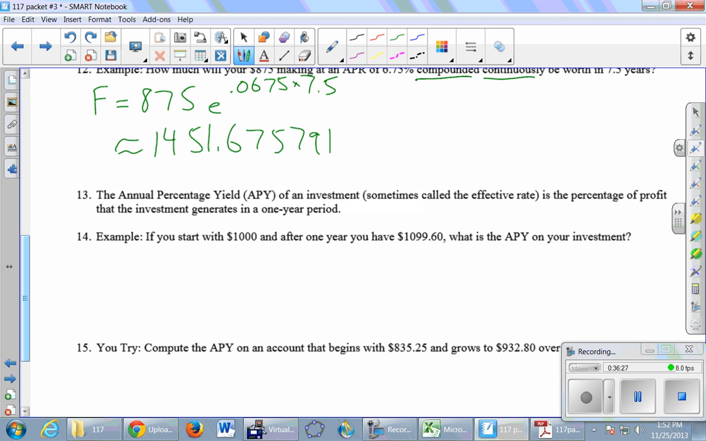And so this whole business of APY is like, hey, forget about whether it's monthly or daily or whatever. Just give me the net result. What am I really going to end up with at the end of the year? That's what this APY number is. So on the face, it could be 6.75, but maybe it really is something like 6.8 if you just wait until the end of the year and you get all the money in one shot. That's what we're after here.